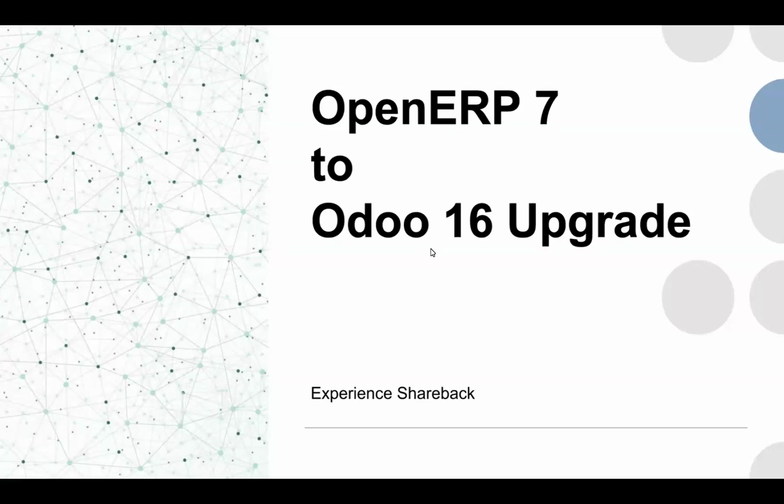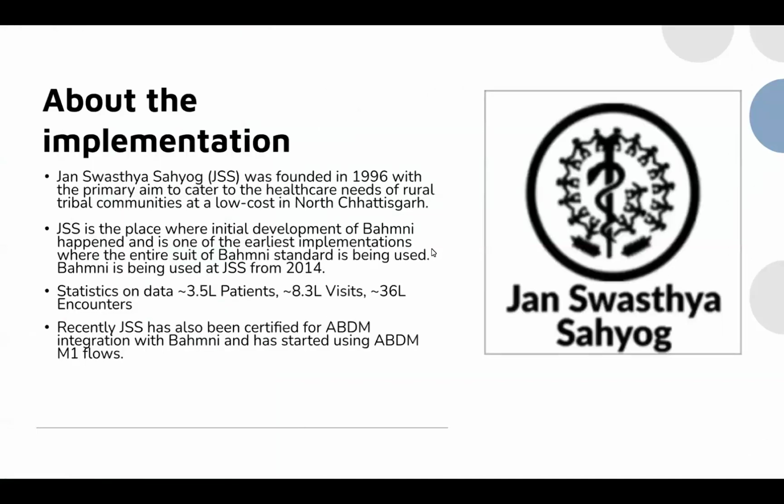This is about the OpenERP7 to Odoo16 upgrade that we did recently. I would like to do an experience shareback, so a quick walkthrough of the implementation.